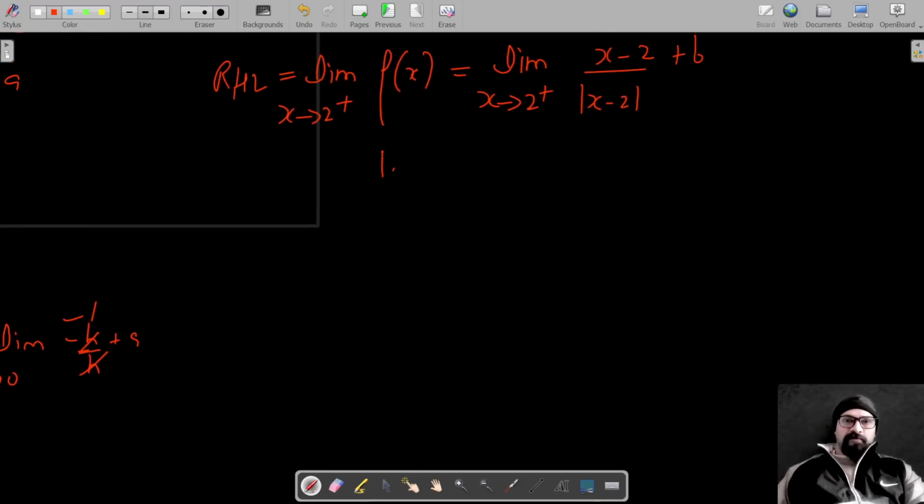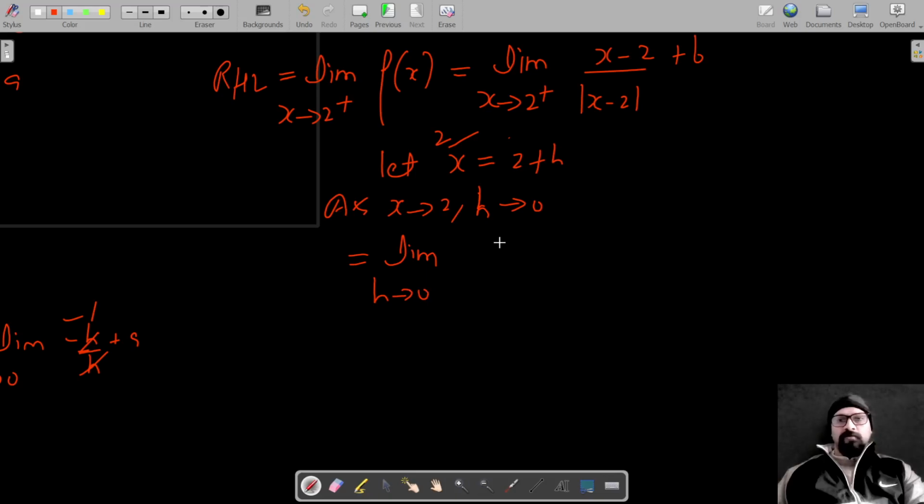Now let's make the substitution here. Let's say x is equal to a small value h added to 2, so this is 2 plus h. And as x tends to 2, h tends to 0, which makes our limit, as h tends to 0, after the substitution, 2 plus h minus 2 upon modulus of 2 plus h minus 2, plus b.